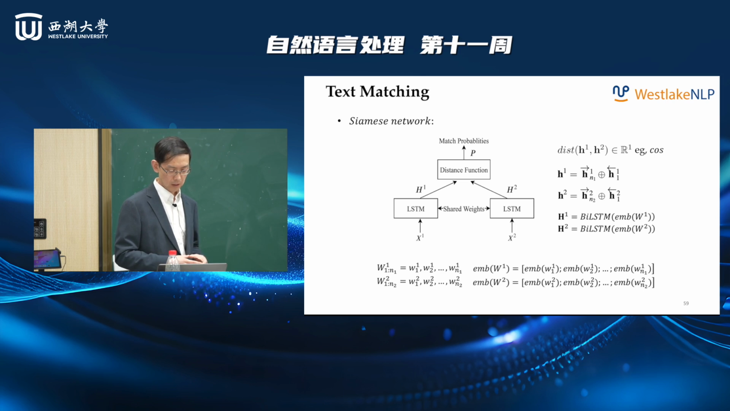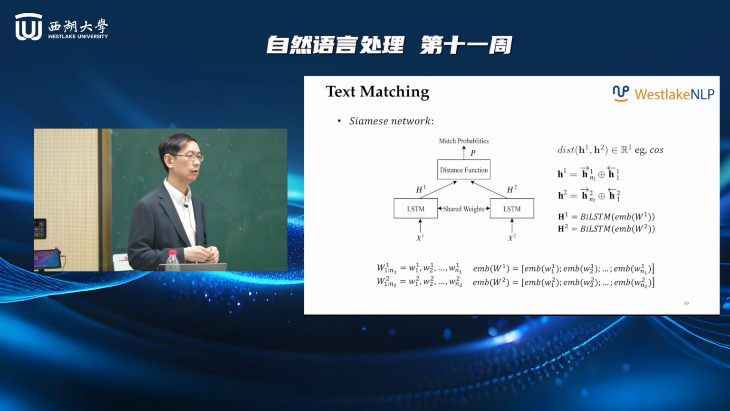Lower. And then you calculate the distance between H1 and H2. For example, you can just use the cosine distance as the semantic similarity. You need to train the neural network, because without training, the BiLSTM encoders cannot tell you which sentences are semantically similar. The training signal will change the BiLSTM parameters so that semantically similar sentences will have similar encodings.